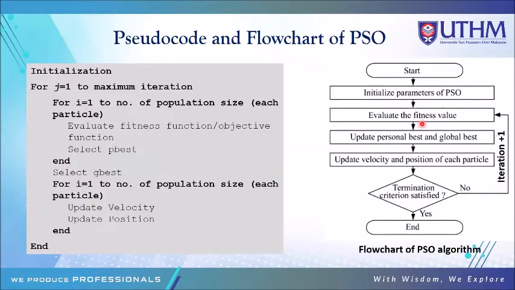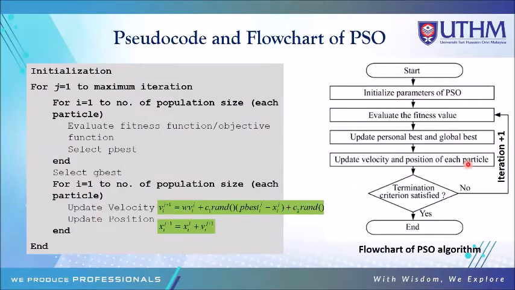Then, of course, we need to evaluate the fitness function. Our fitness function is our objective function. Then we need to update the personal best and global best, and then update the velocity, according to this formula. And then we update the position of each particle according to this formula.